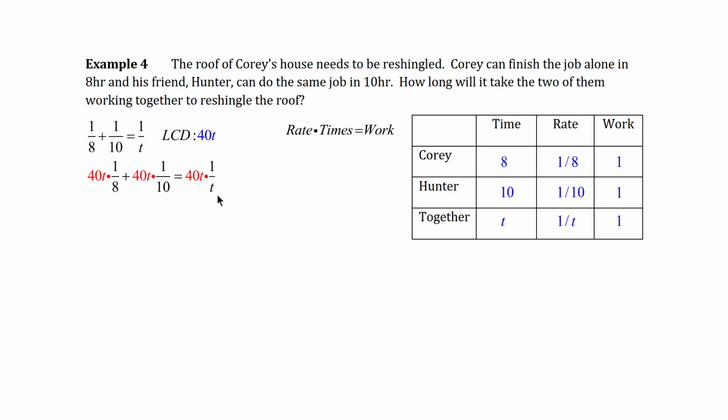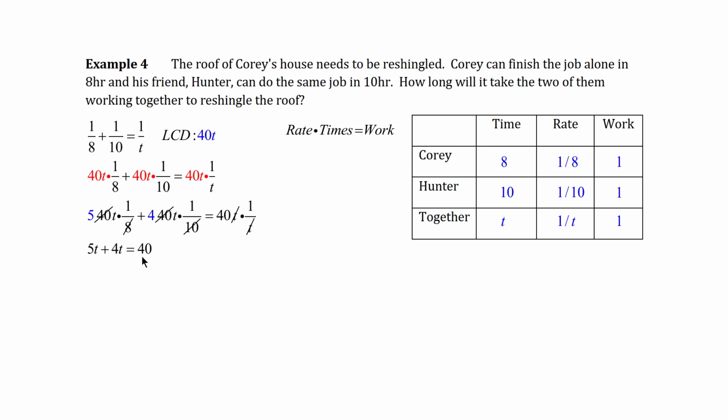Next, we simplify. For the first term, 8 divides into 40 5 times. We get 5 times t times 1 is 5t. For the second term, 40 divided by 10 is 4. We have 4 times t times 1 is 4t. For the third term, we could cancel out the t's. We have 40 times 1 is just 40. So the result is 5t plus 4t equals 40.